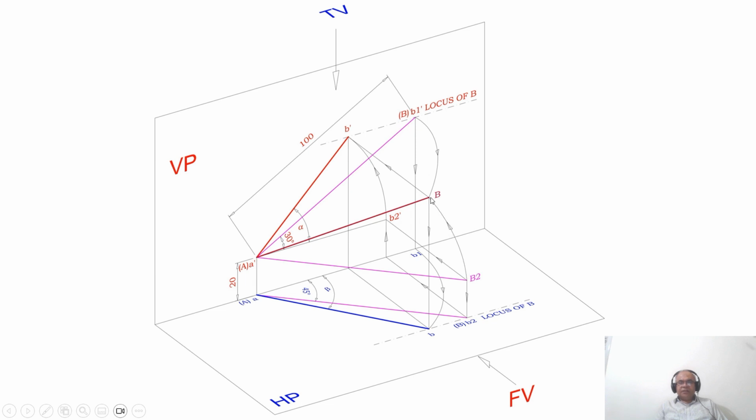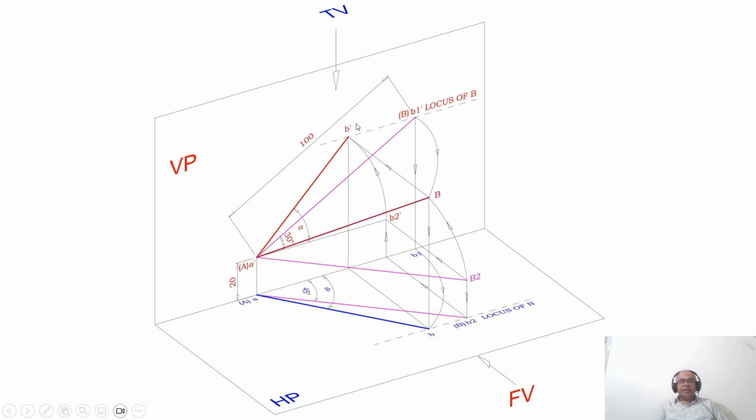When you are rotating this in the front view in space, what happens to the image on the vertical plane? You can see the image A dash B2 dash is also being rotated. You can see that. The image is also being rotated till it reaches the locus of B in the front view.